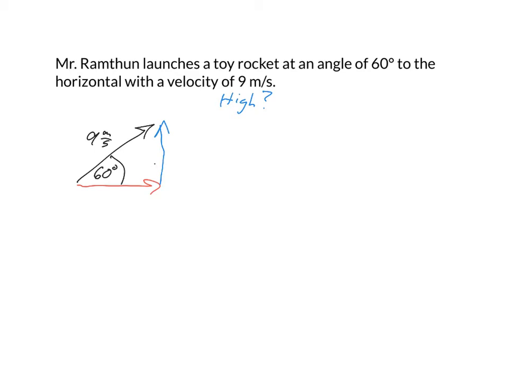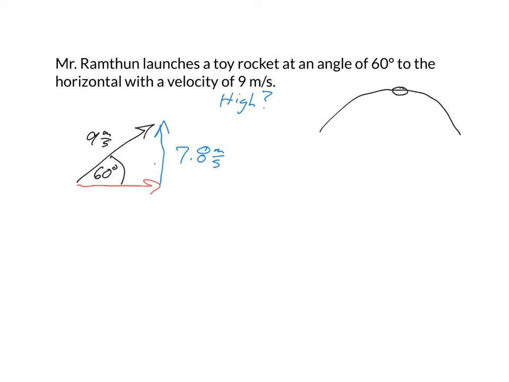Helps if you turn your calculator on first. 9 times the sine of 60 gives me a 7.8 meters per second. Or that's not how high, excuse me, that's the velocity in the vertical direction. And if I want to know how high, again, I can draw that parabola thing. At the very top, at the highest point, my velocity is 0.